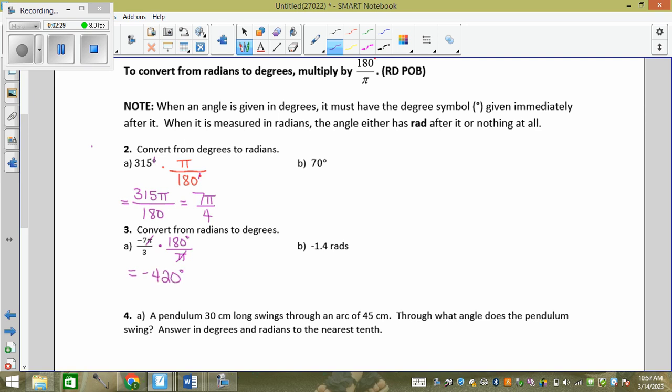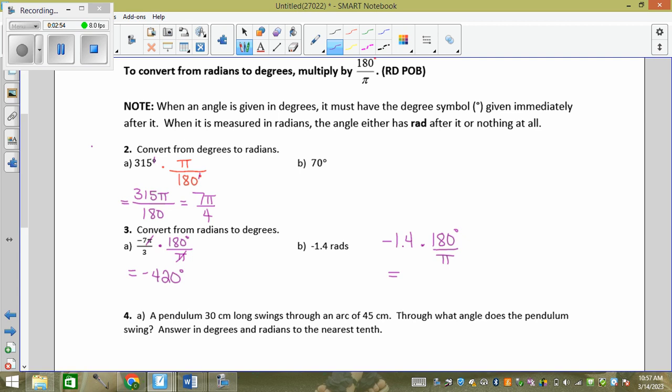Most people are good with that one if it has the pi. But what most people are not good with is B. It's negative 1.4 rads. True statement? It doesn't have a pi, so the pi's can't cancel off, and then people get all confused. It's just going to get you a decimal answer. That's all that's going to happen. So I'm going to still go negative 1.4 times 180 degrees over pi, so I have the degree symbol because I needed a degree symbol.